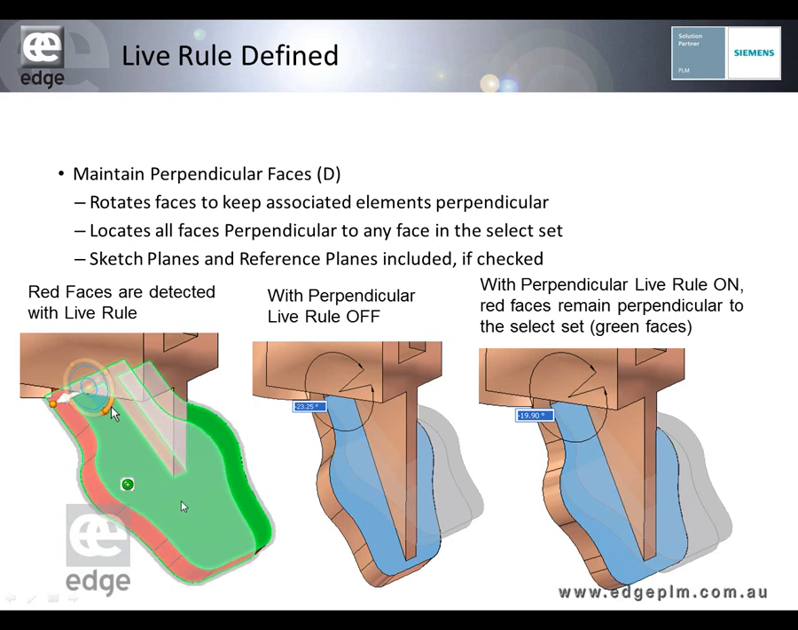Perpendicular faces. Now here we've got an object with a face that's perpendicular. As I select that face and rotate it, with the rule off, you see these faces aren't retaining their perpendicularity. With the rule on, they are. Just show you that very briefly.